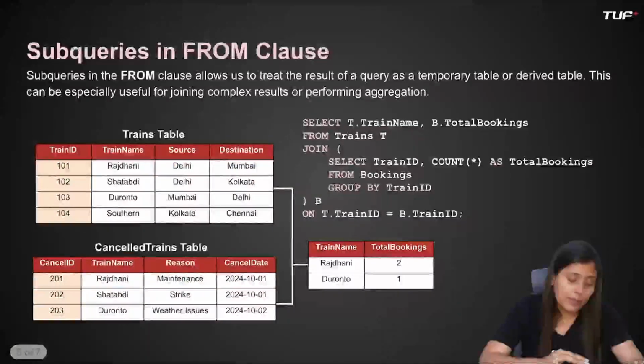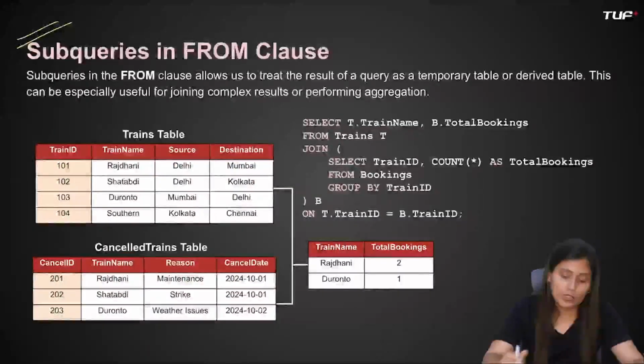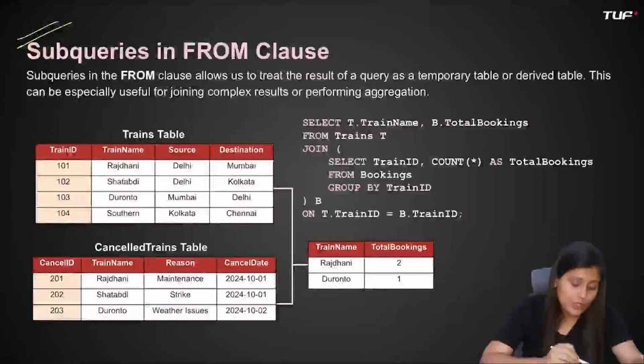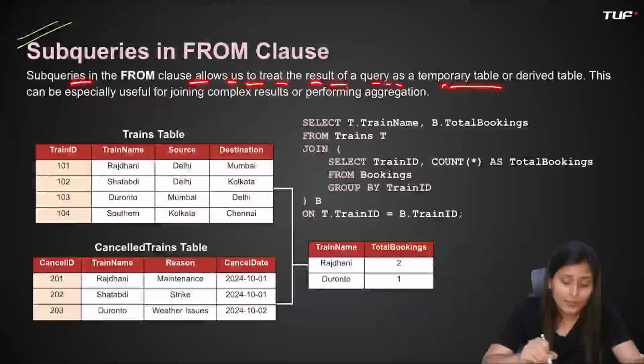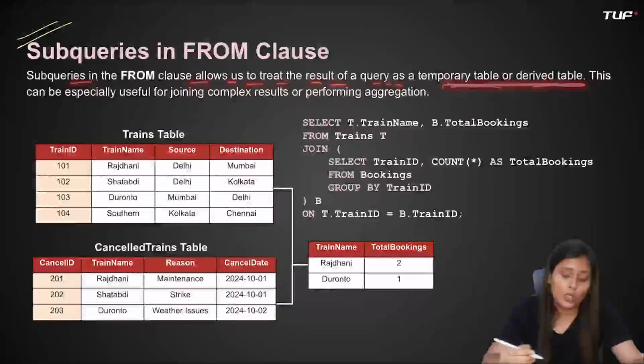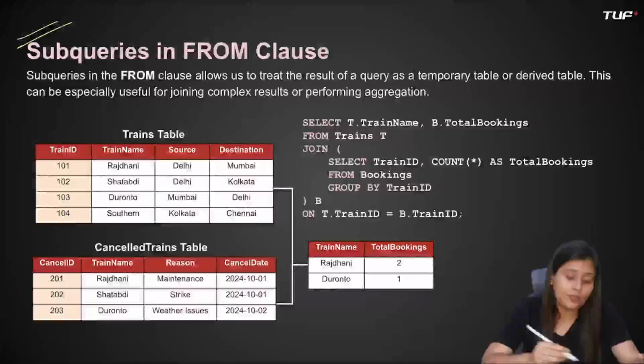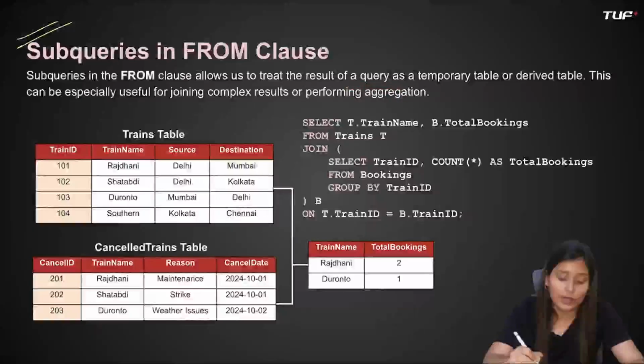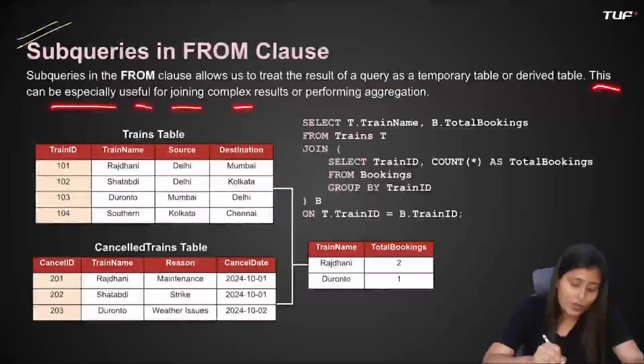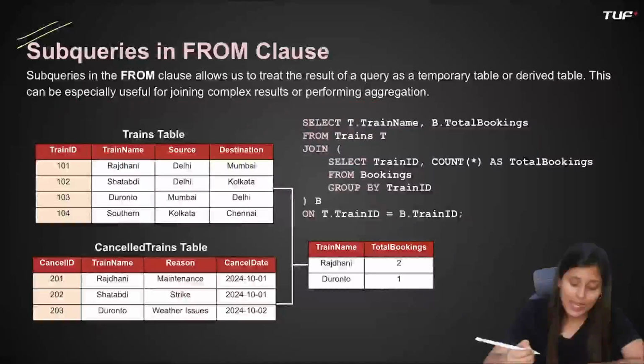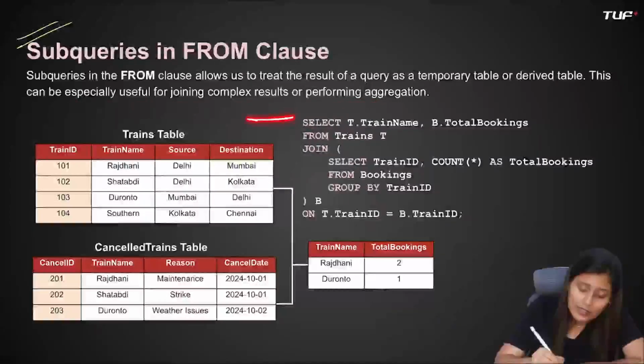Now we will apply a subquery in the from clause. Okay, let's see how we can do it. A subquery in the from clause allows us to treat the result of a query as a temporary table or a derived table. If we apply a subquery in the from clause, it gives us the functionality to treat the result of a query as a temporary one. This can be especially useful for joining complex results or performing aggregations.